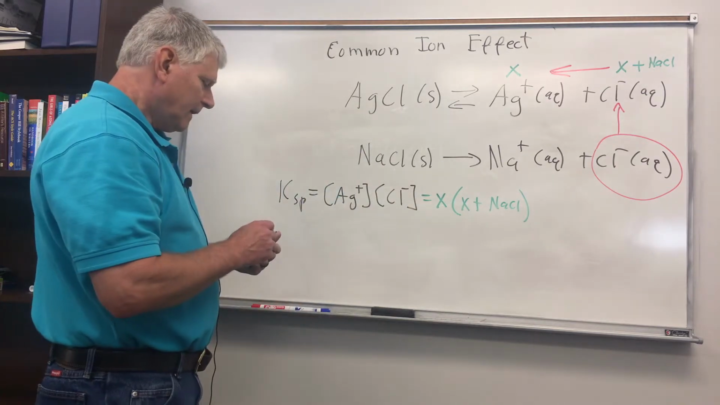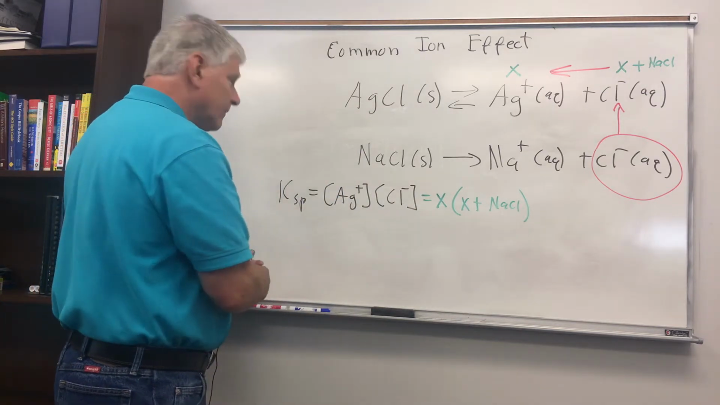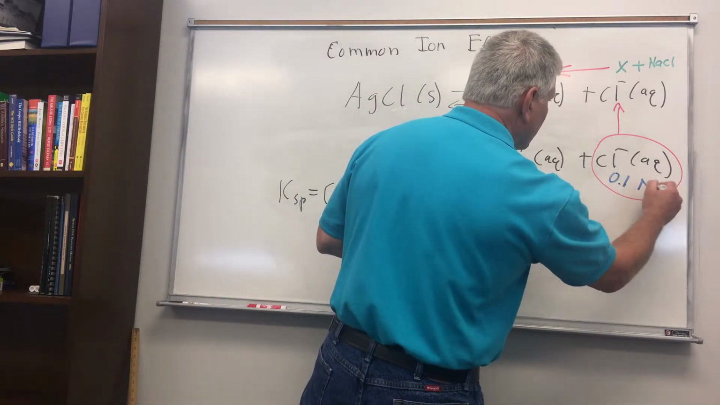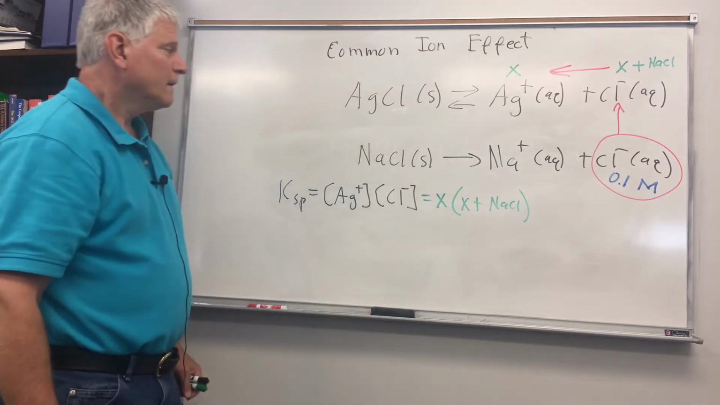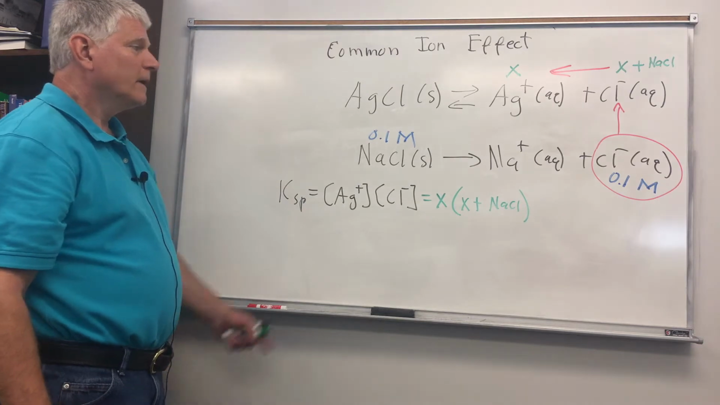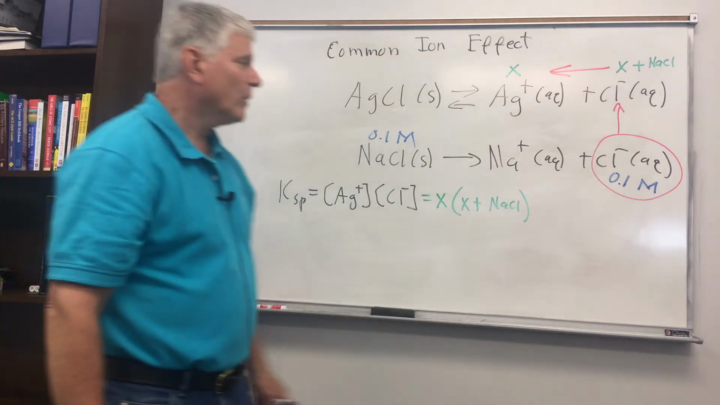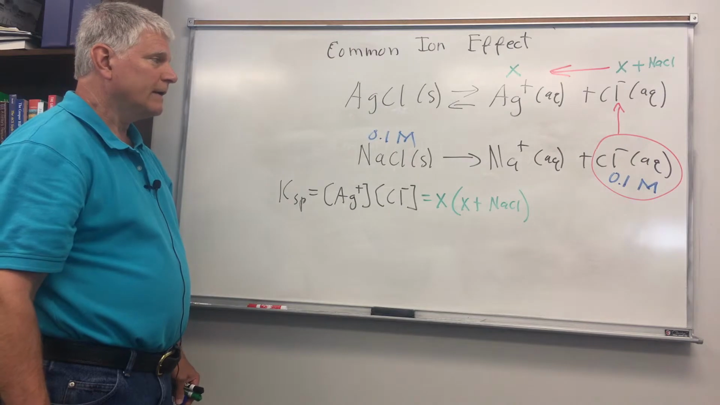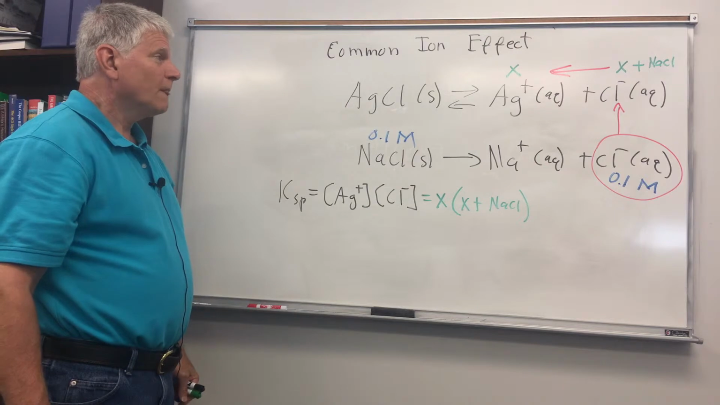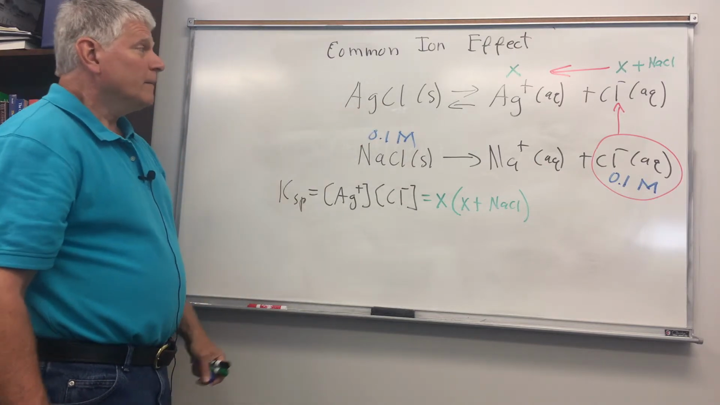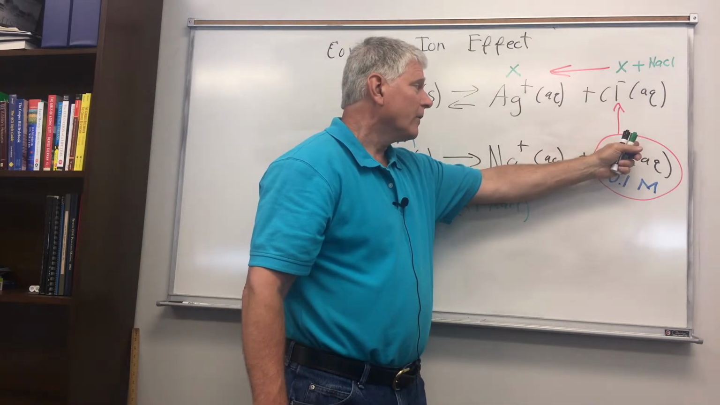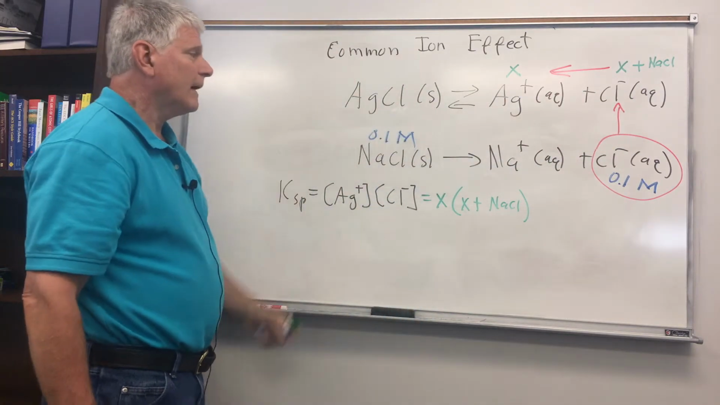Say that X from sodium chloride, say this is 0.1 molar. So we put 0.1 molar sodium chloride in water, and it completely dissociates to give 0.1 molar chloride ion. Then we drop some silver chloride in solution. A little bit of it will dissolve, but this dissolution will be suppressed because of the existence of the chloride ion already from sodium chloride driving this reaction back to the left.